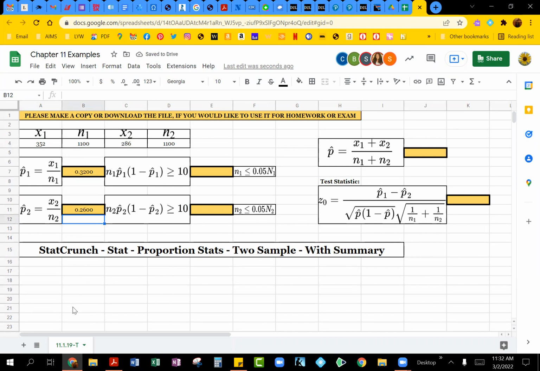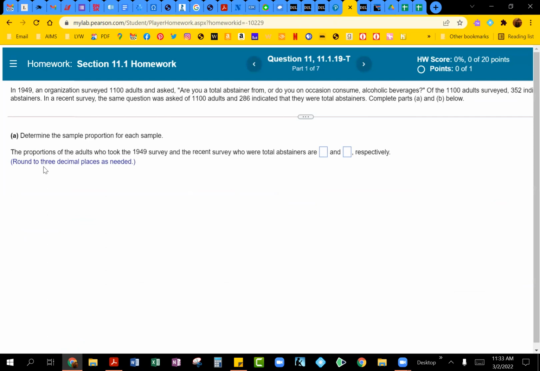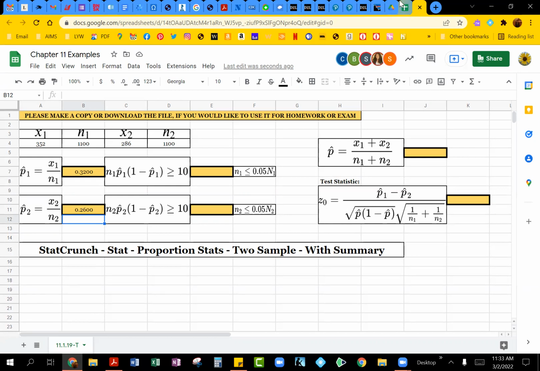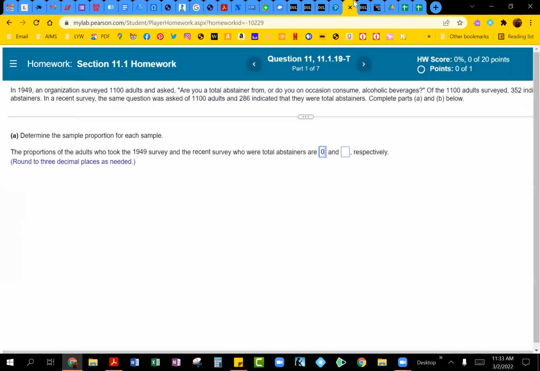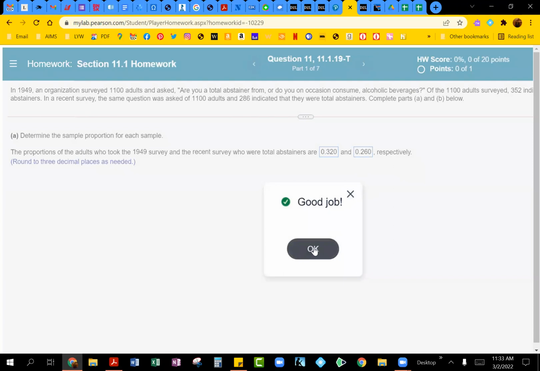And you can definitely see there is a change in the proportion here, right? We went from about 32% to 26% of people who do not consume alcoholic beverages. So let's go ahead and put that information in here. They're asking us to round this to 3 decimal places. So that's 32 and 26 in decimal, so 0.320 and 0.260. And you can see they are telling us to put the 1949 survey first and then the recent survey. So that's the order in which you're entering your answers here.